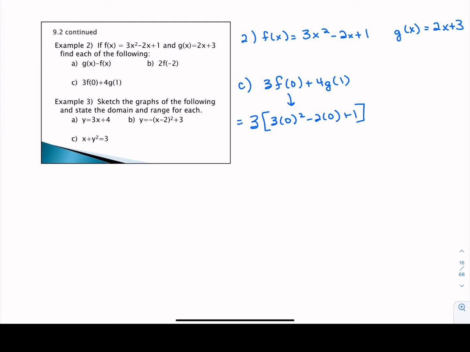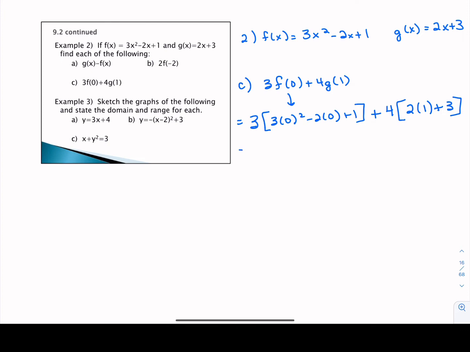But if we keep looking at the expression, we're adding now 4 times whatever we get for g at 1. So we're using function g as our reference now. So instead of 2x, it'll be 2 times 1. So we're replacing that with 1. And then we still have plus 3 in that function g. Whoopsie. Let's fix that here. Plus 3. And then we can finish that square bracket.